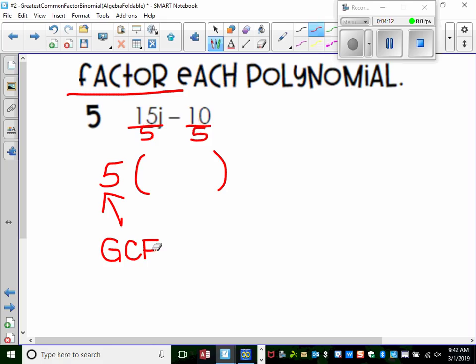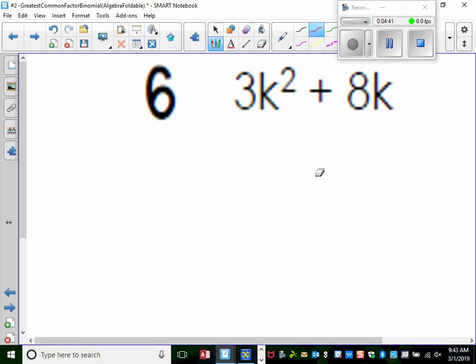So now I'm going to divide these by 5. So 5 will go into 15, 3, leave the j. 5 will go into 10, 2 times. So if you were to check this and you multiply this, you get 15j minus 10. So you know your answer is correct. Okay, so that's how you can actually check to see if you are correct. Let's move on to number 6.